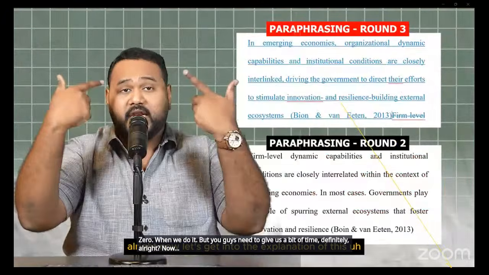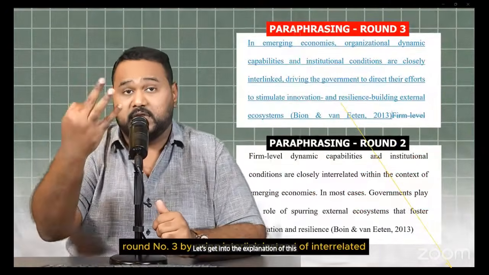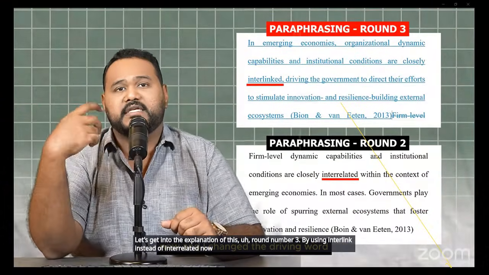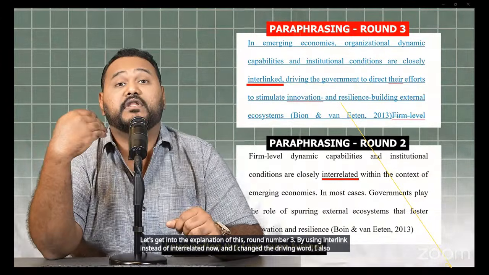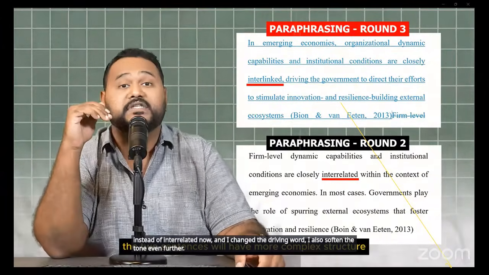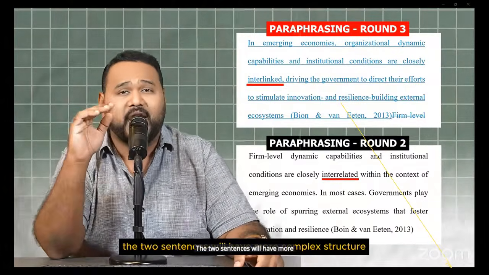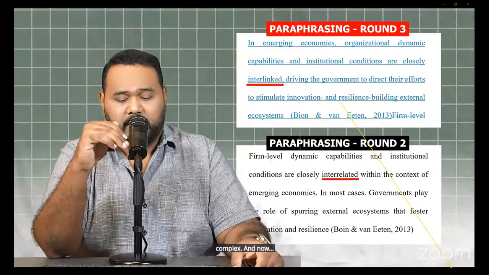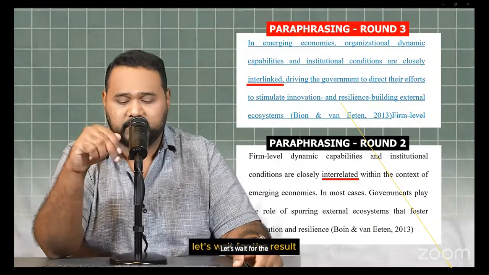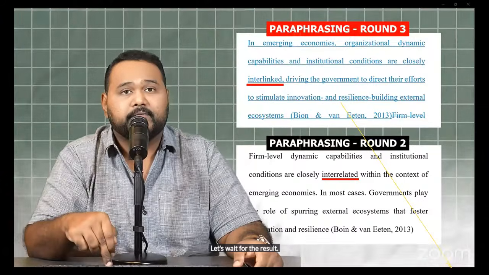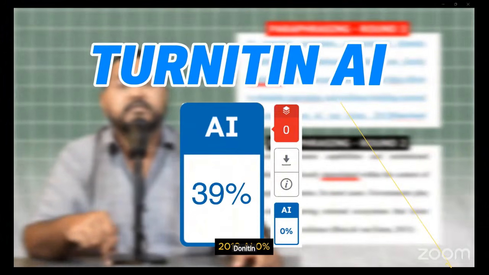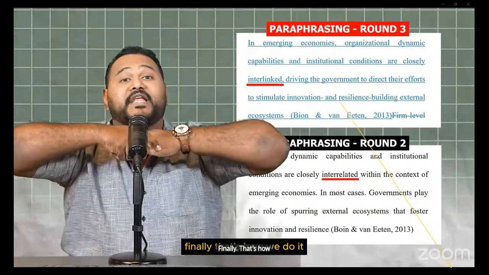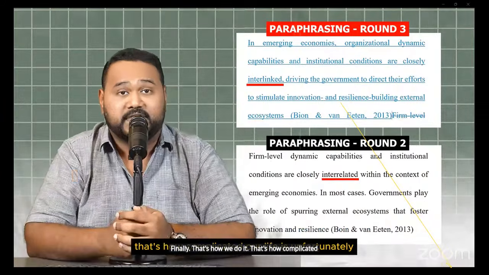Alright? Now, let's get into the explanation of this round number 3. By using "interlink" instead of "interrelated" and changing the driving word, I also softened the tone even further. The 2 sentences will have a more complex structure. Complex. And now, let's wait for the result. Turnitin AI 0%. Finally, that's how we do it. That's how complicated our life is, unfortunately.